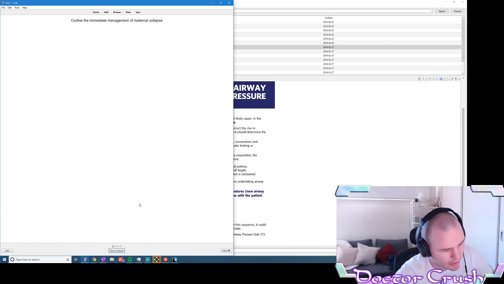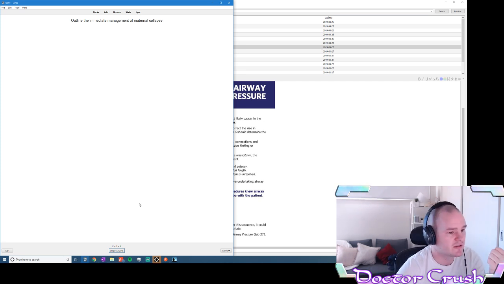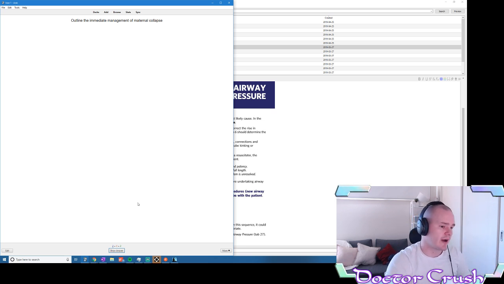Immediate management of maternal collapse. So if a mum collapses, there's a few reasons why. Common things are vasovagal, local anaesthetic toxicity, could be a bleed. Less commonly is something like anaphylaxis, uterine rupture. If they're having an amniotic fluid embolism, a pulmonary embolism, like a blood clot or amniotic clot to the lungs, they've had a heart attack or a stroke or some intracranial event.